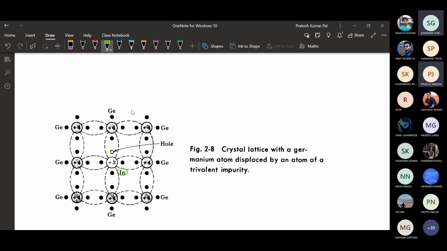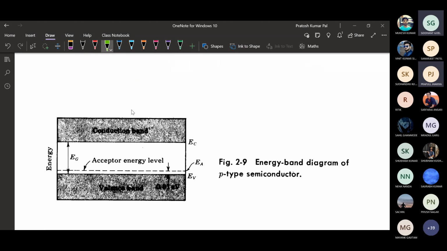So it will be creating a space just above the valence band. In this type of doping, it will be forming an acceptor type of energy level. Here the acceptor energy level is formed just above the valence band, and its gap will be similar to the gap between the conduction band and the donor energy level, 0.01.